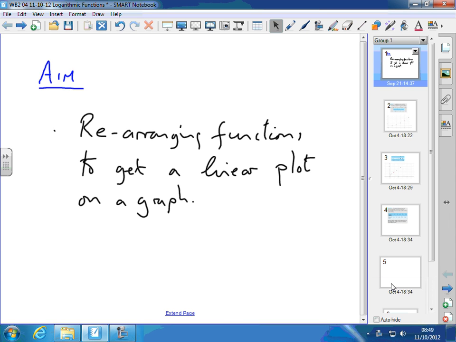So, rearranging functions. The main aim of this is to look at logarithmic functions or power functions, which we can then use logarithms to get them to look like straight line graphs. So it's all about power functions, really.